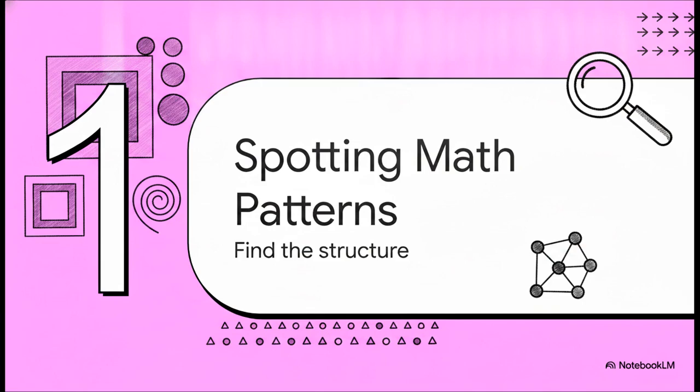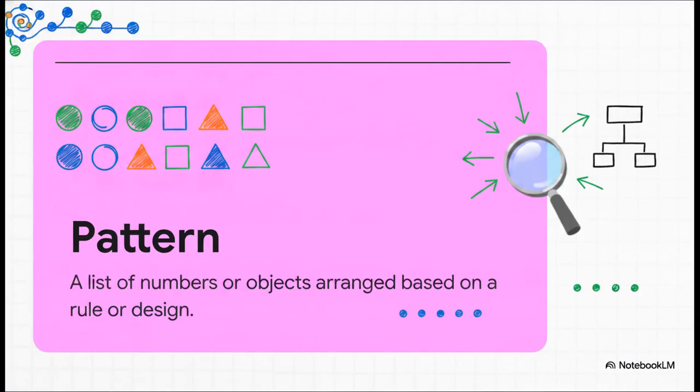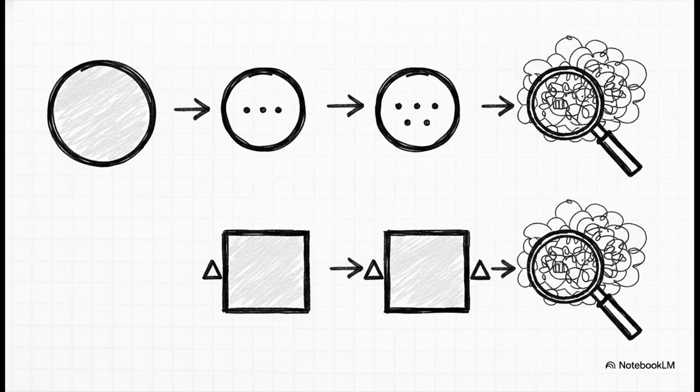Spotting math patterns. Okay, so what actually is a pattern? Well, it's simply a list of numbers, or even objects, that are arranged based on a specific rule or design. It's definitely not random. There's a clear logic driving it. And honestly, finding that underlying rule is the single most important step for literally everything else we're going to cover in this chapter. And hey, keep in mind, patterns don't just apply to numbers. They totally apply to shapes and visuals too.